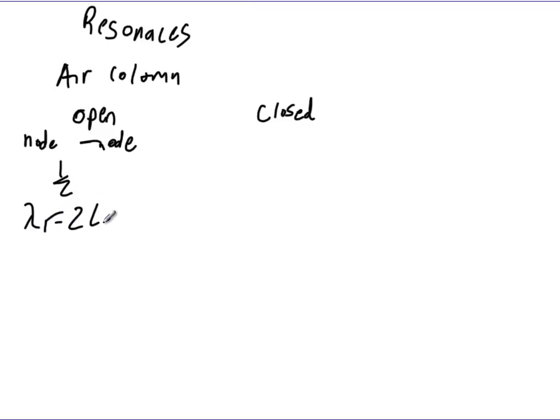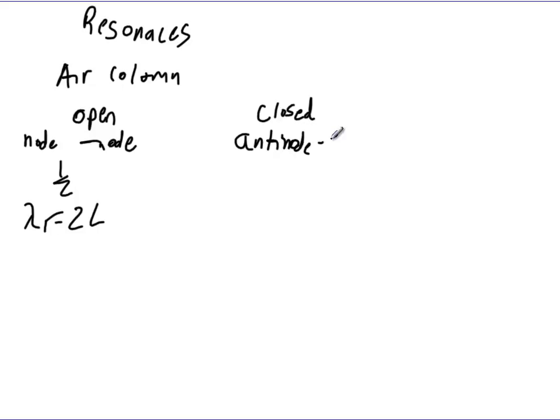You can have an open air column, which is open on both ends, and a closed air column, which is closed on one end. With an open air column, you have two nodes, right? A node on each end. Node, node. What that means is you can have half wavelengths, but the longest wavelength you can have, the fundamental wavelength, is lambda 1, and it is equal to twice the length of the tube.